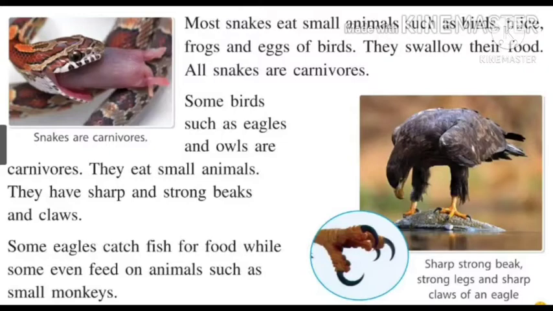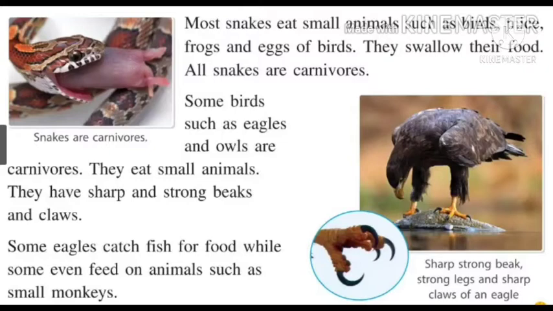Now let us talk about some other carnivores. Most snakes eat small animals such as birds, mice, frogs and eggs of birds. They swallow their food. All snakes are carnivores. Some birds such as eagles and owls are carnivores. They eat small animals. They have sharp and strong beaks and claws. Some eagles catch fish for food, while some even feed on animals such as small monkeys.